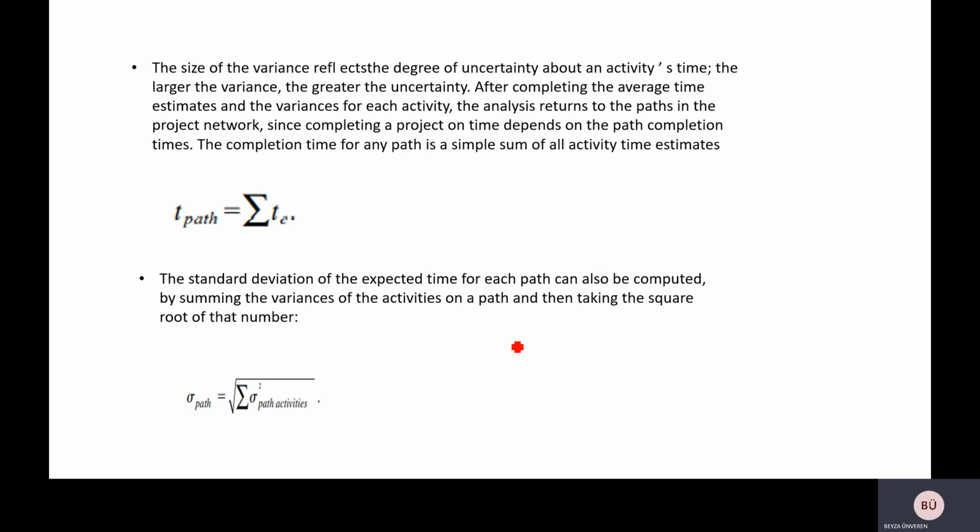After completing the average time estimates and the variance for each activity, the analysis returns to the paths in the project network, since completing a project on time depends on the path completion times. The completion time for any path is a simple sum of all activity time estimates. The standard deviation of the expected time for each path can also be computed by summing the variances of the activities on a path and then taking the square root of that number.